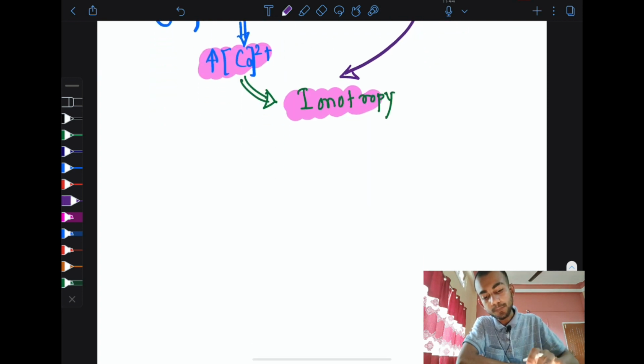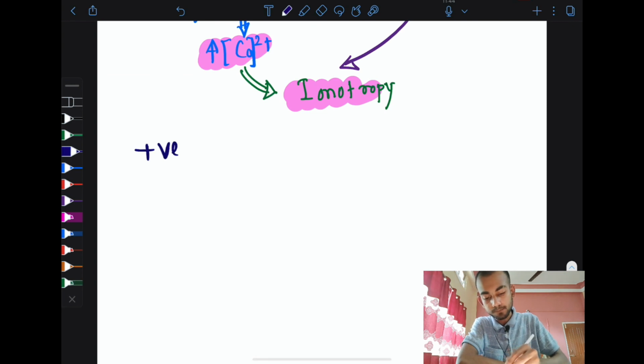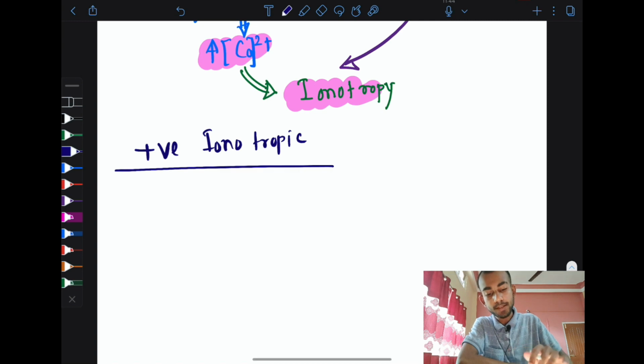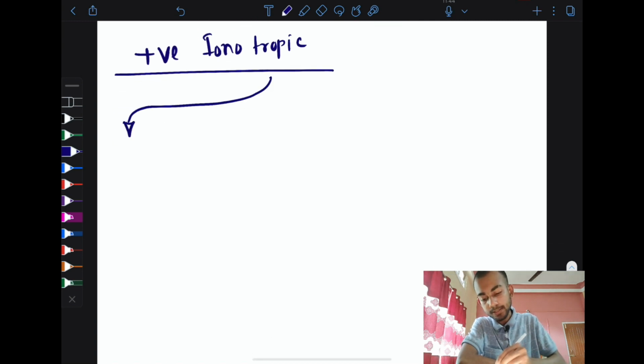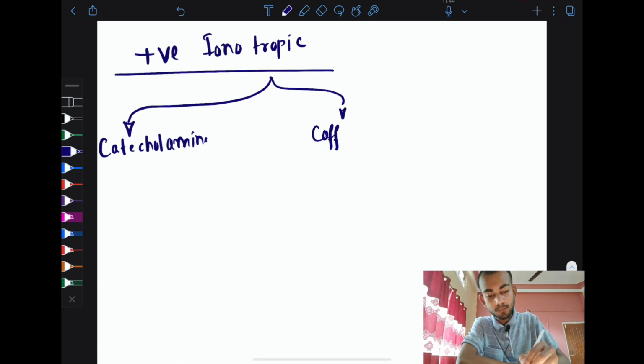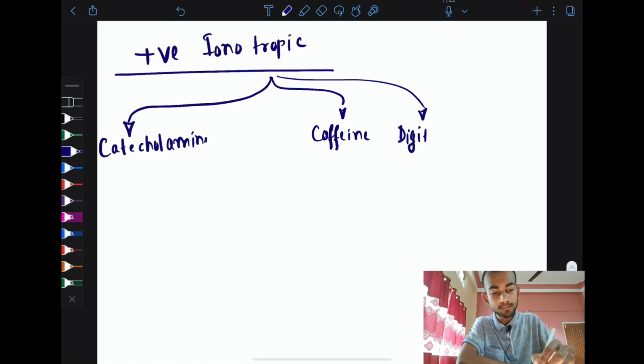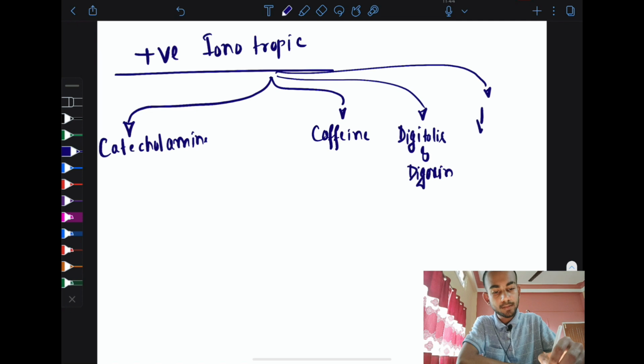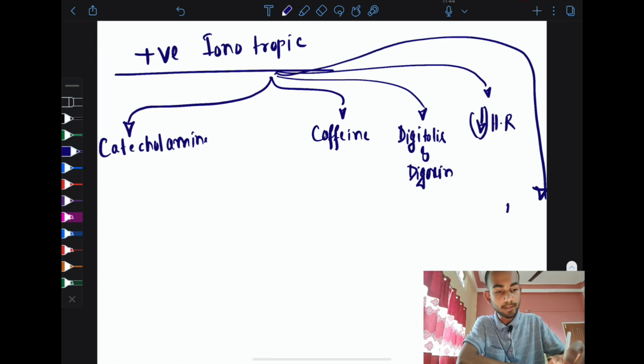Now let us learn about some positive ionotropic agents, that is, the agents which cause this ionotropy. Number one in this list is the catecholamines. Number two is caffeine. Number three are drugs like digitalis and digoxin. Number four is decrease in heart rate, which can also act as a positive ionotropic agent. And number five is exercise.